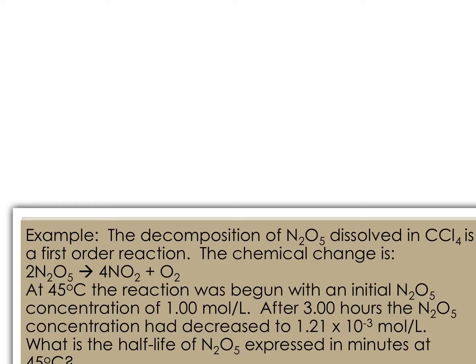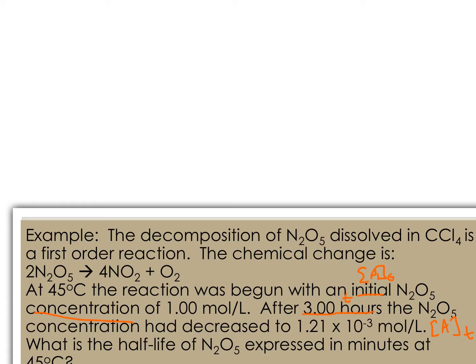The decomposition of N2O5 dissolved in CCl4 is first order. At 45 degrees Celsius, the reaction was begun with, wow, now this is a lot of writing, which means we need to, of course, go through and identify different variables. See what we were given to figure out what they want from us. It gives us an initial concentration, okay? So we've got A0. After 3 hours, so we've got a time. The concentration had decreased to, oh, well, we have a concentration at a time. So we have At.